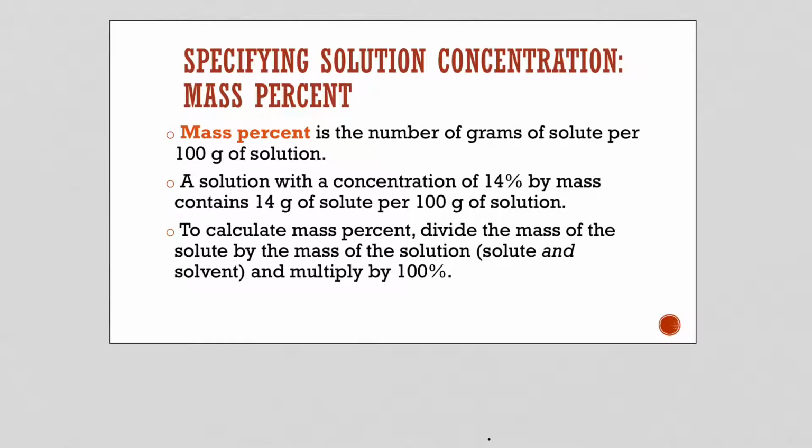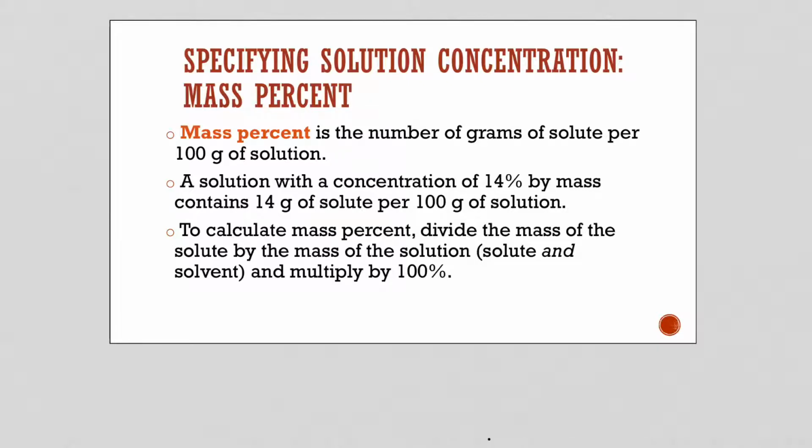So there are several ways that we can do this in terms of the units, right? These are all different forms of what we call concentration. So we're going to talk about two of these today. We're going to talk about mass percent and something called molarity. We'll define later. So let's start with mass percent.